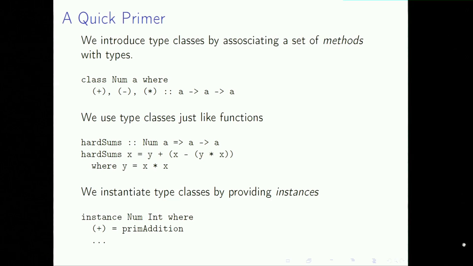The last thing we need to do is instantiate these type classes by associating concrete types that provide the implementation for all of these functions. I'm sure most people are familiar with this, and just to give you one example, we've got the instance of the numType class for integers, and we would imagine that most of the implementations there are just going to use primitive operations in the GHC runtime system.